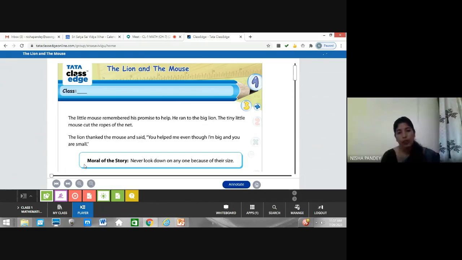So what is the moral of the story, children? Never look down on anyone because of their size. We should not feel that if anyone is smaller in size, he is unable to help.